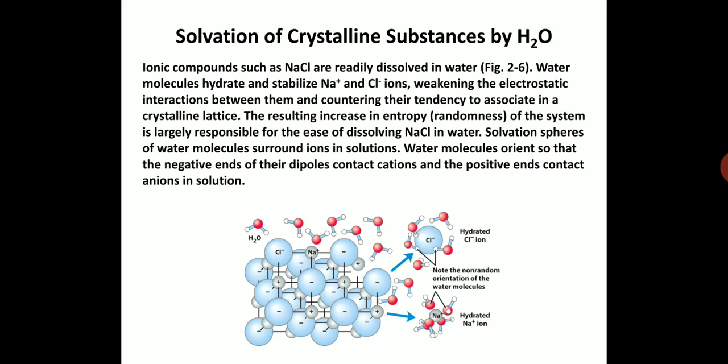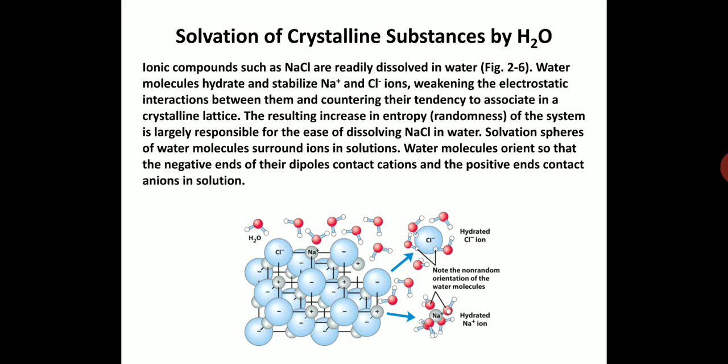Now we will see solvation of crystalline substances by water. Ionic compounds such as sodium chloride are readily dissolved in water, as we can see in the diagram. Water molecules hydrate and stabilize sodium ions and chloride ions, weakening the electrostatic interactions between them and countering their tendency to associate in a crystalline lattice.